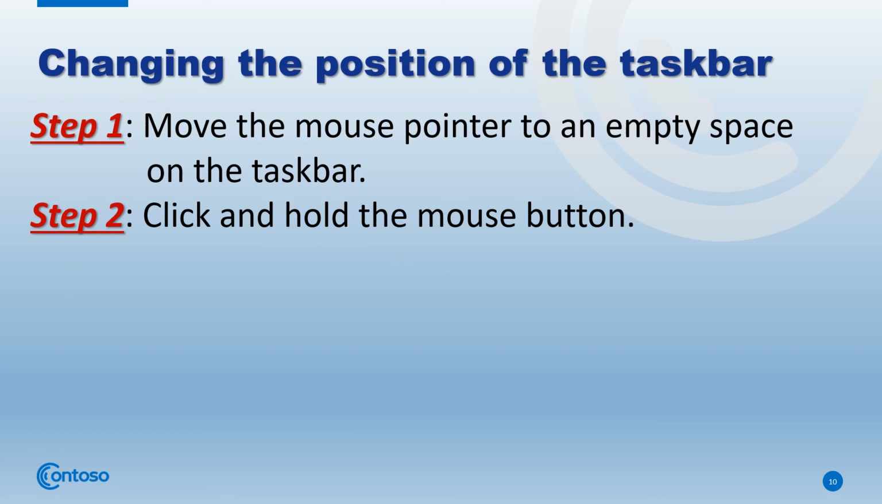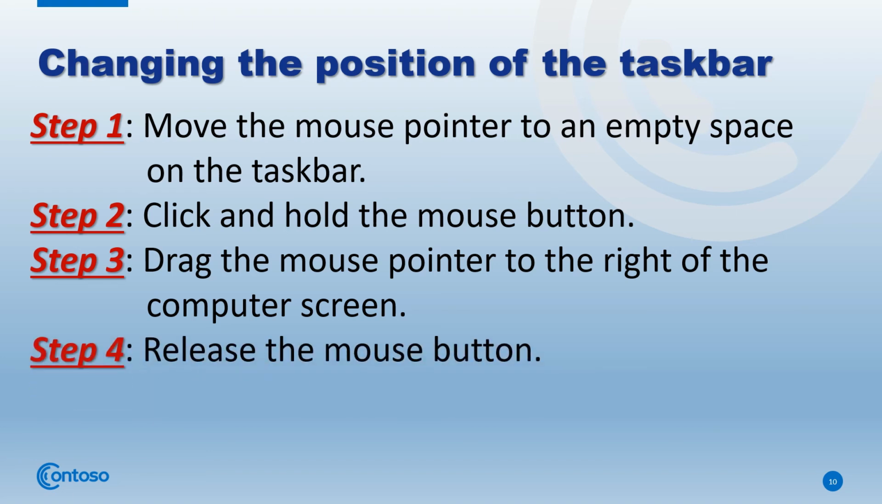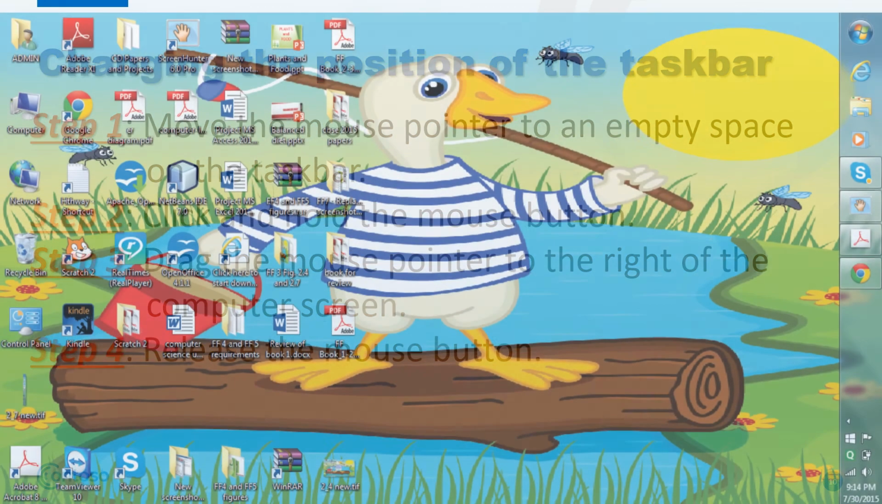Step 2. Click and hold the mouse button. First you move the mouse pointer over there, and then you click the mouse button. And step 3, you drag the mouse pointer to the right of the computer screen. If you want the taskbar to be placed at the right side, you can drag it to the right side and then release the mouse button. If you want it on the left side, you can do that, or at the top also you can. So right, left, top and bottom, you can change the position of the taskbar.